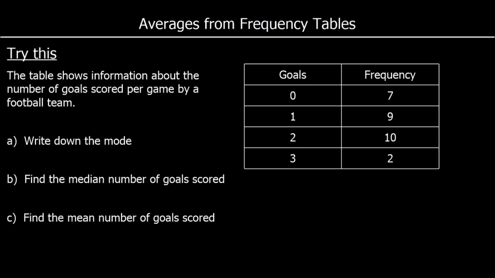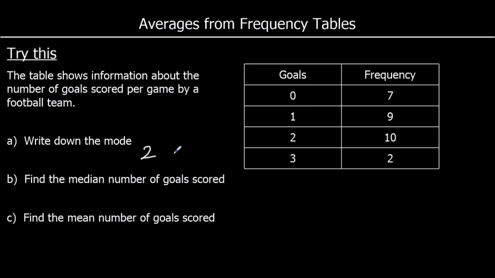Write down the mode. So let's read this table. There are 7 times there were no goals. 9 times they scored 1 goal. 10 times they scored 2 goals. And 2 times they scored 3 goals. So what was the most common number of goals they scored? It was 2 goals. So the mode is 2. They scored 2 goals 10 times.